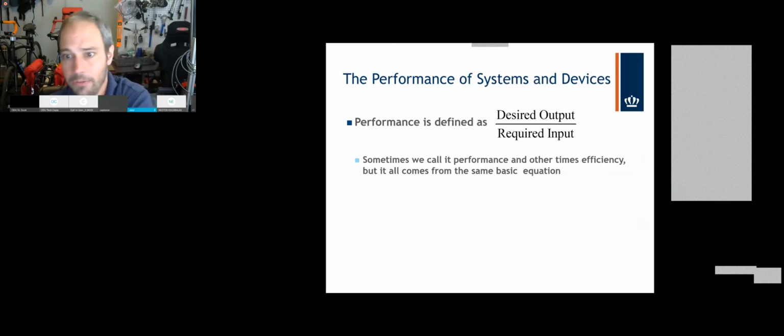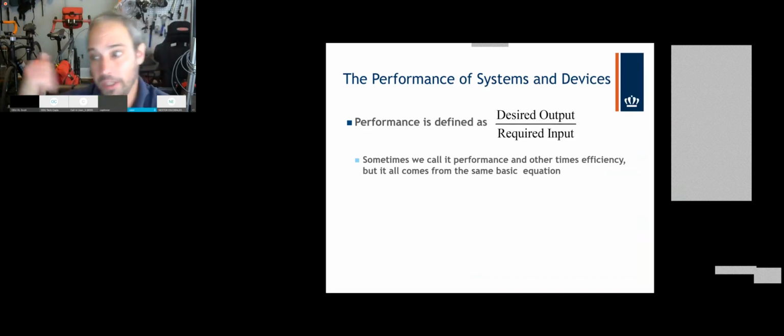In steam power plants, we call it efficiency. But in vapor compression or refrigeration cycles, we call it coefficient of performance. Why that is, we don't need to worry about that today. That's thermo stuff, thermodynamics class. But if you know what the output is that you're trying to get, and you know what input you need to get it, you can define the performance. And that is what we're going to do.